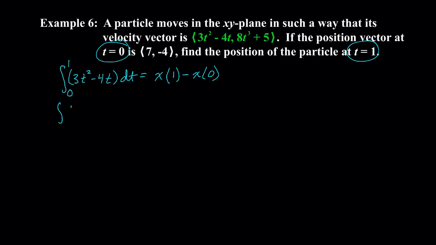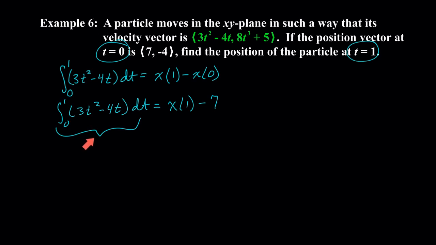Now, we know one of these values. We know x of 0 is equal to 7. So that's the x component for position. So that's going to give us x of 1 minus 7. All right, well, we can evaluate this integral, and then we're going to add the 7 to whatever value we get here, and that will give us x of 1, the position of the particle when t is 1.